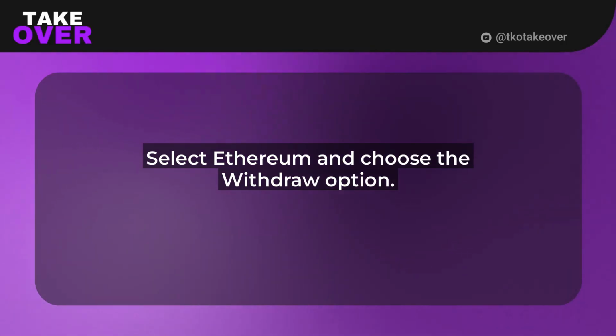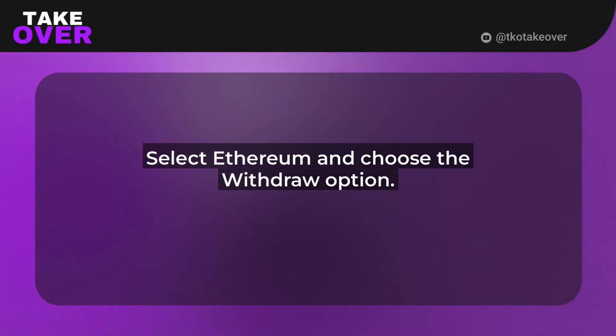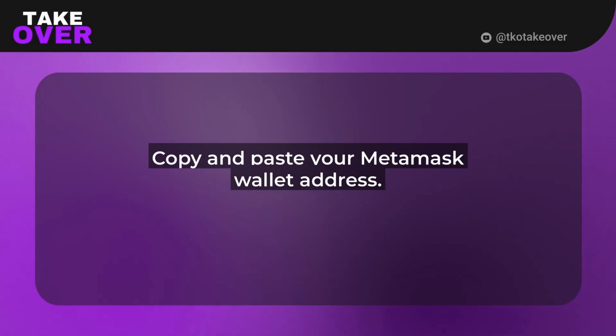Step 3. In the withdrawal form, you'll need your Metamask wallet address. Open Metamask, select your account, and copy the address. It's that long string of letters and numbers. Paste it carefully into the Wazirx form.